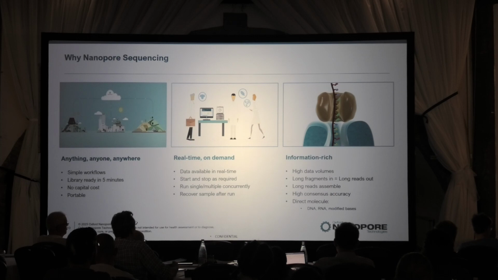Obviously, on actual data, we get an awful lot of data from our platforms, particularly the larger ones. We can sequence very long pieces of DNA. If you can get a long piece of DNA through that nanopore and extract it in one piece, we can pretty much sequence it. Our record so far is over a 4 megabase piece of DNA in one go.